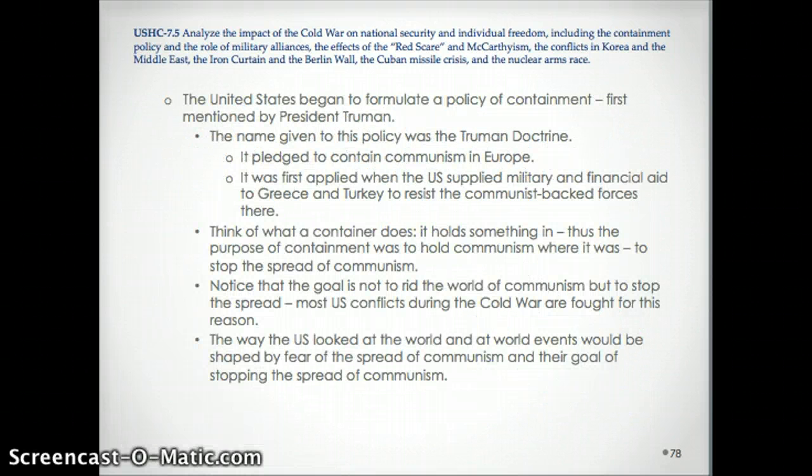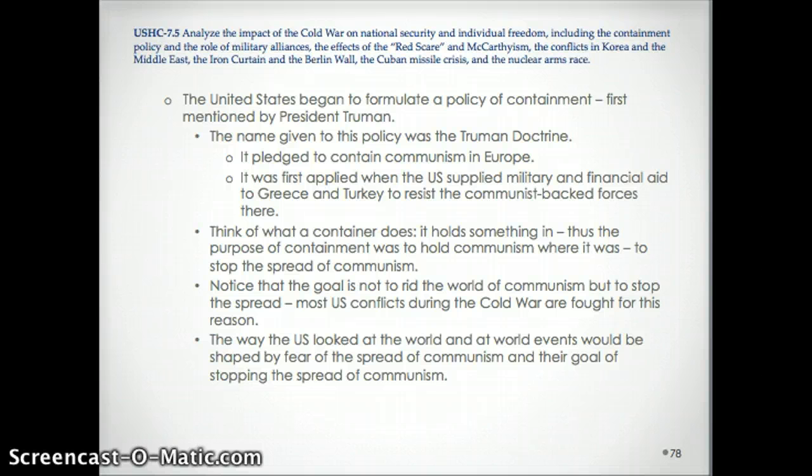The United States began to formulate a policy of containment. This is another important post-war foreign policy thing that you need to know. It's called containment, and this is part of the Truman Doctrine.